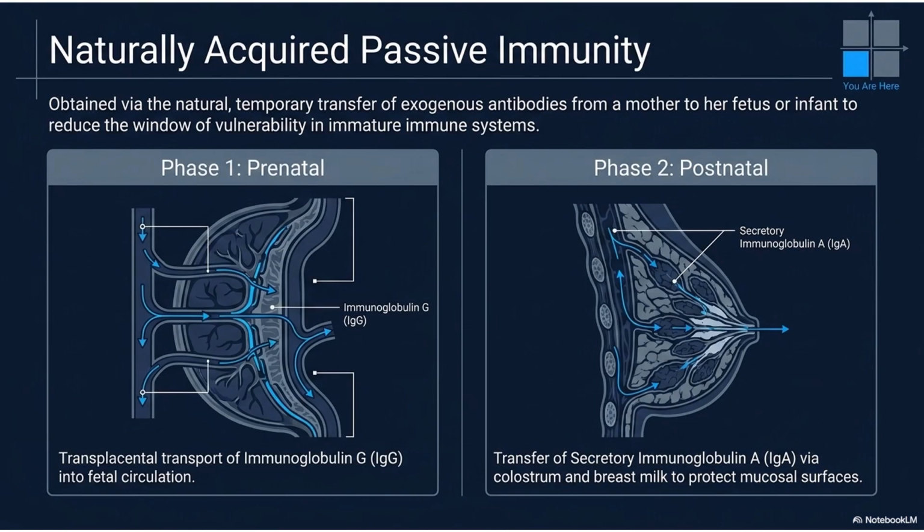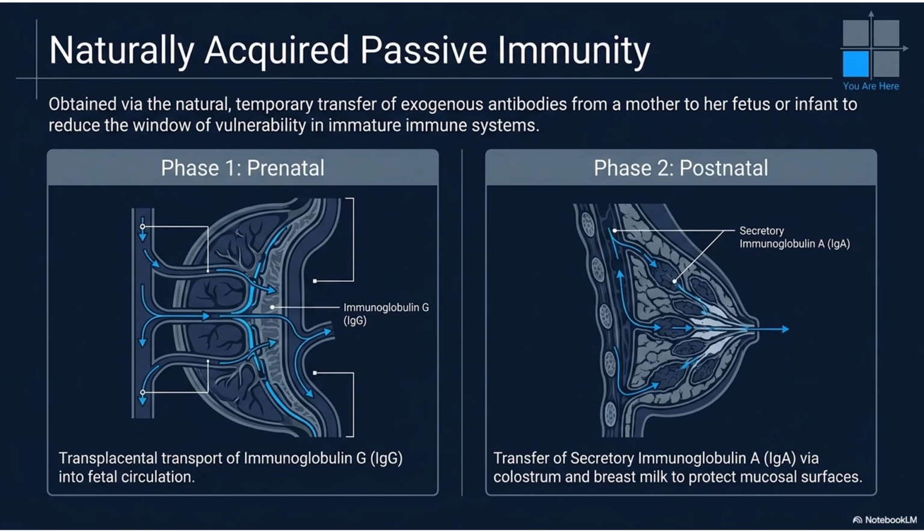So let's begin with the natural form of borrowed immunity, naturally acquired passive immunity. This is the most important biological example of antibody sharing, and it is one of the reasons newborns are not defenseless. It's the natural temporary transfer of a mother's antibodies to her fetus and infant, bridging the window before the baby's own immune system fully matures. Immunoglobulin is just another word for antibodies, and the letters like IgG or IgA refer to different antibody classes with different jobs. It happens in two distinct phases, shown on the left and right of the slide.